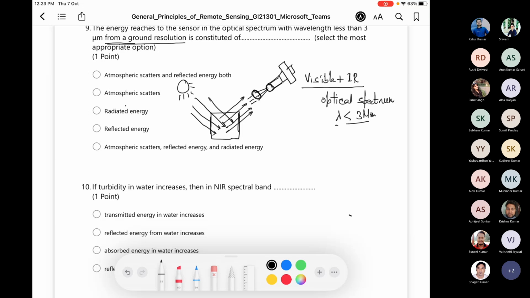So when we consider the wavelength less than 3 micrometer, then the energy which reaches the sensor is constituted of what? Atmospheric scatters and reflected energy. Listen carefully. If you recall, in one of the discussions, we talked about the effect of scattering as a haze effect.